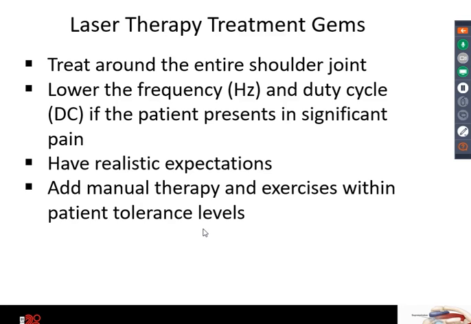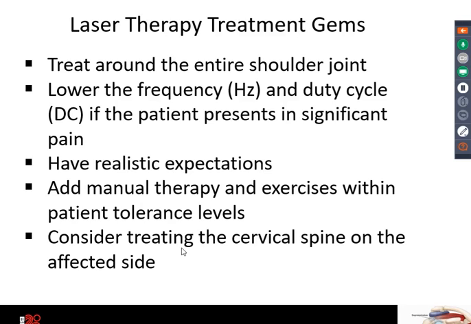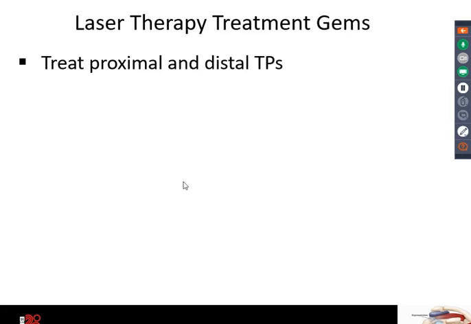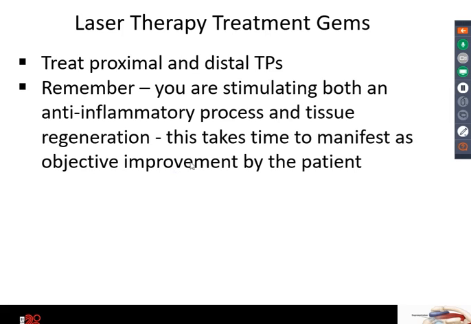Of course, you're going to add manual therapy and exercises within the patient tolerance levels. And remember, you may want to look at the cervical spine, especially if there's central sensitization or if you suspect issues with the neck as well. So treat both proximal and distal trigger points. Remember that you're stimulating both the anti-inflammatory process with respect to helping reduce inflammation, but you're also trying to promote tissue regeneration in the tendon and the other structures that might be involved as well.